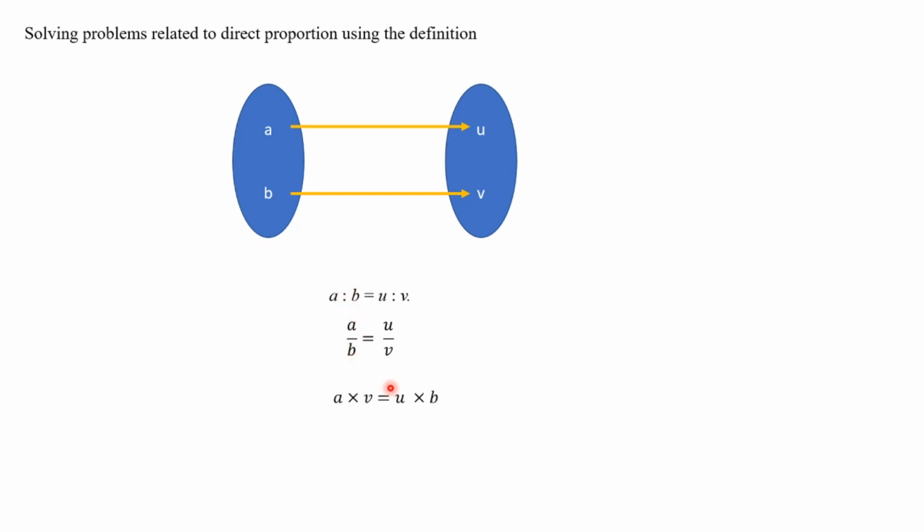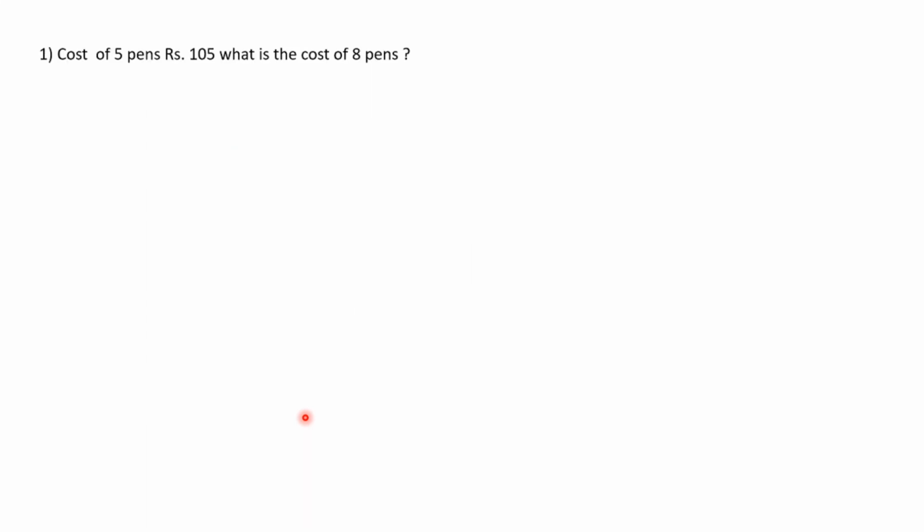If you have the ratio here, that means division. Then what am I supposed to do? I have to do the cross multiplication. So V multiplied by A and B multiplied by U. After the cross multiplication, I can use this as a formula or equation. So how do you do that?